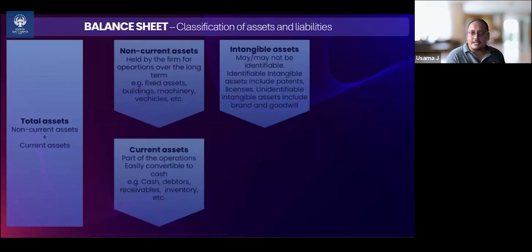The current assets is a part of cash and operate within that one operating cycle. Cash, debtors, receivables, etc. On the non-current basis, you can see intangibles, which may or may not be identifiable. When we say identifiable, tangible or intangible assets, shall we say? That is an entirely separate discussion, which we will see later on. Patents, licenses, goodwill, brand name.